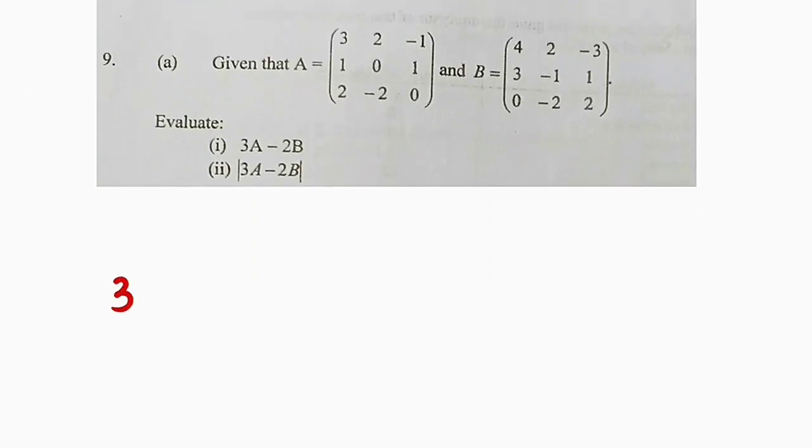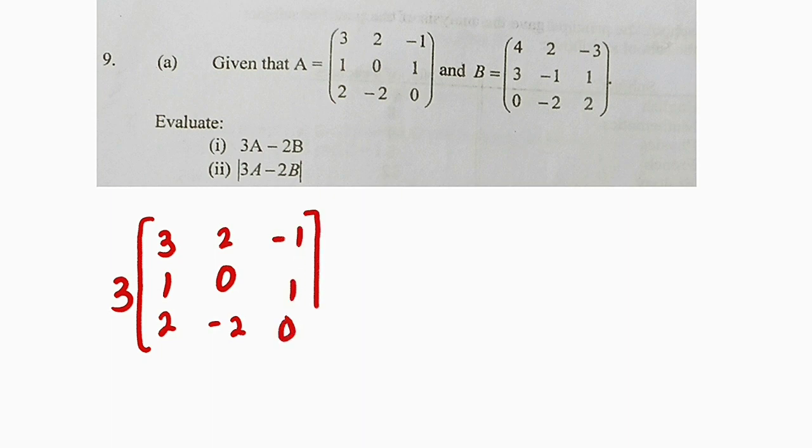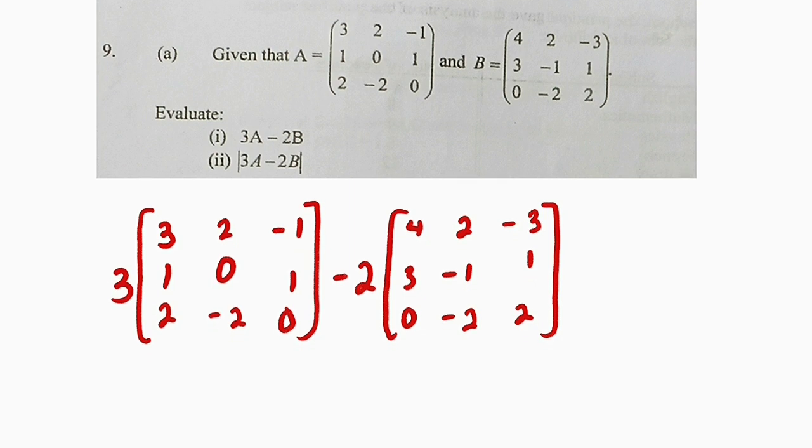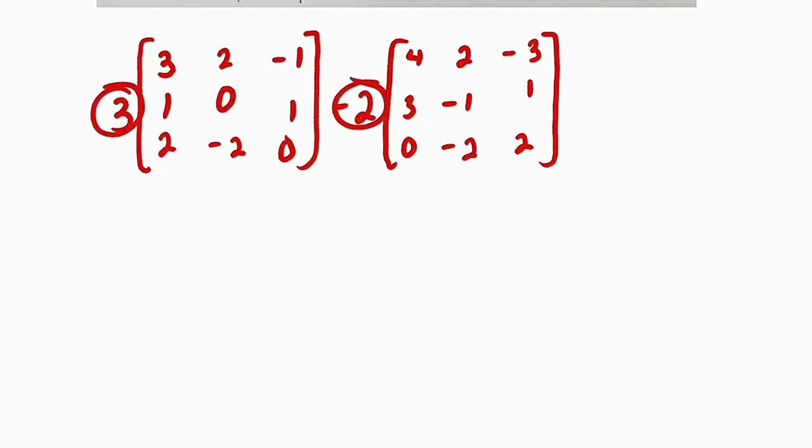We have 3 multiplied by matrix A, and matrix A is nothing but 3, 1, 2, 2, 0, negative 2, negative 1, 1, and 0, right? Then minus 2 multiplied by matrix B. Matrix B contains elements 4, 3, 0, 2, negative 1, negative 2, negative 3, 1, and 2. This is the only thing we are asked to simplify or evaluate. These scalars will multiply every single entry of this matrix.